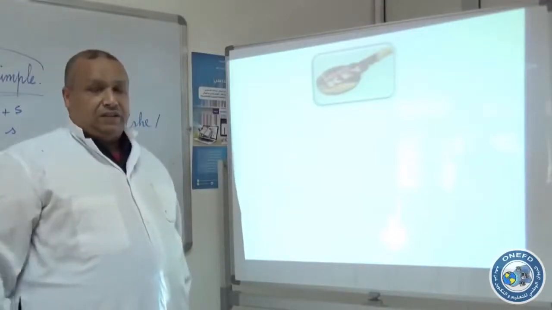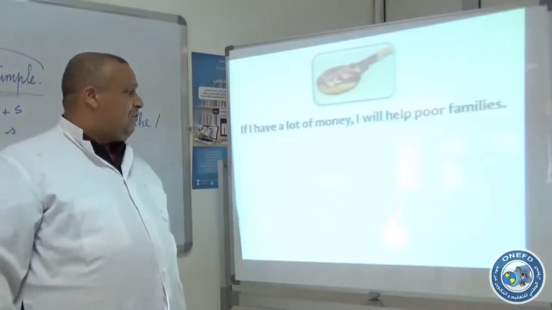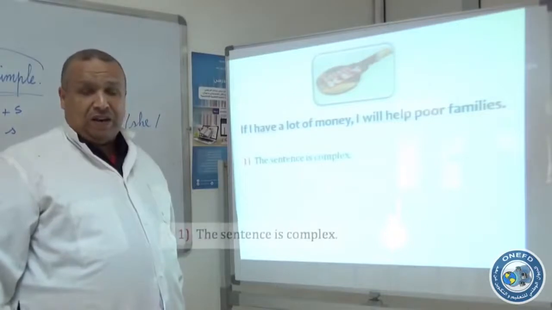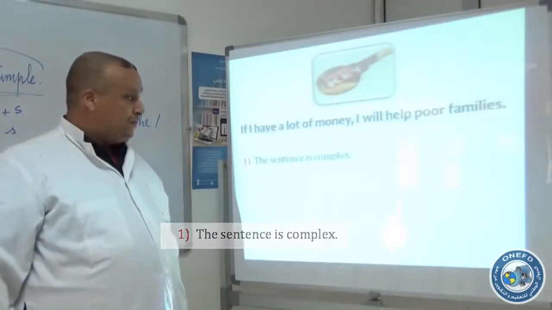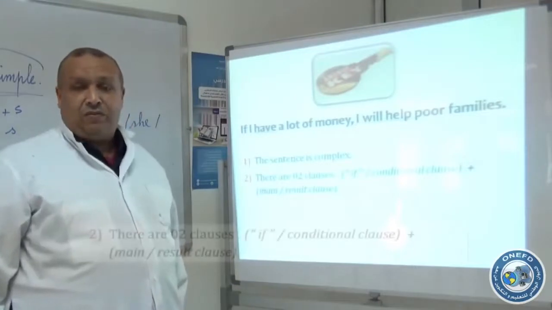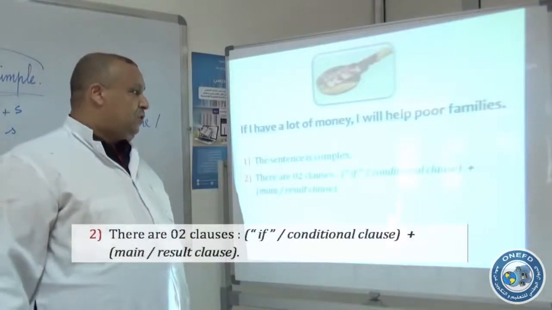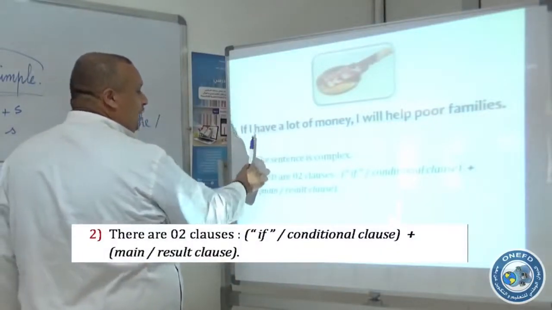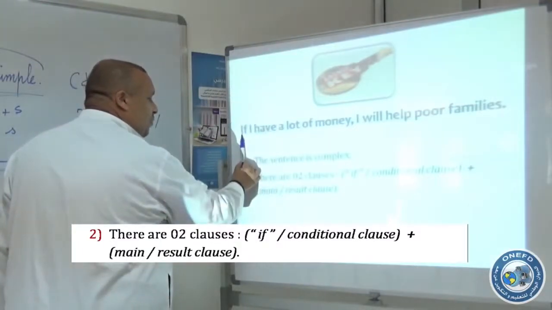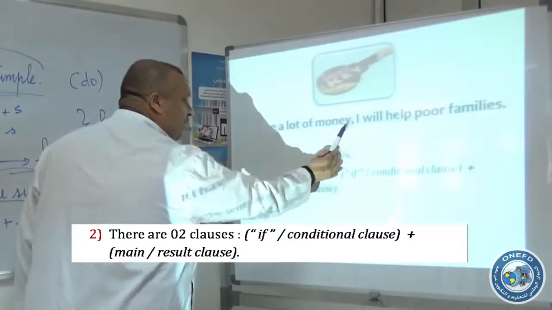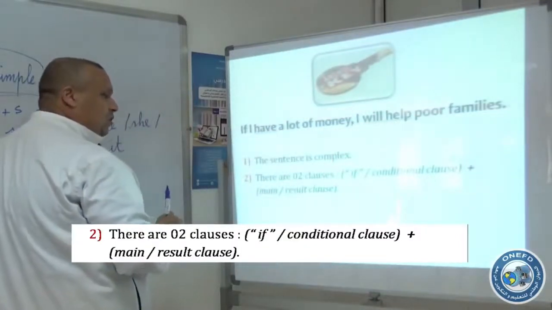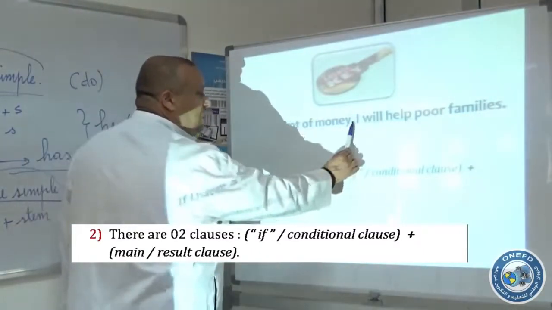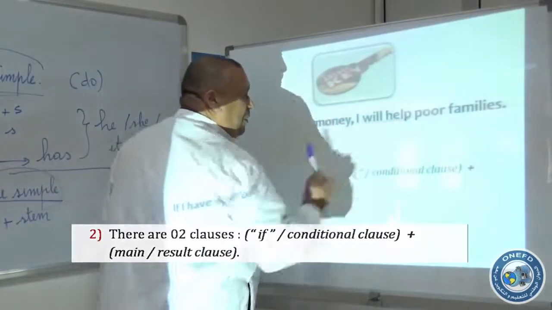Here is the answer key for that task. If I have a lot of money, I will help poor families. So this sentence is a complex one. Why? Because it is made of 2 clauses or 2 parts. The first clause is called the if clause or the conditional clause. It starts from the word if and finishes here, at the comma. The second clause, we call it a main clause or a result clause. It is from I will help till families, the full stop.